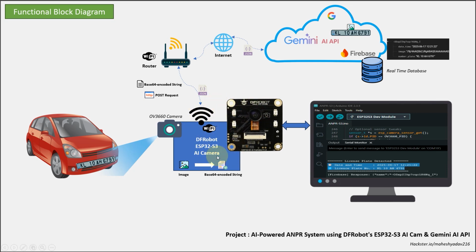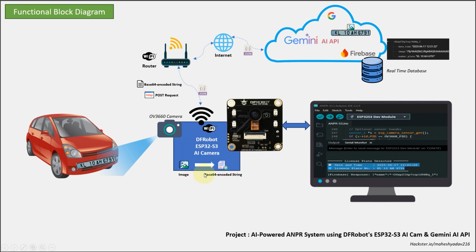This board has onboard Wi-Fi. We know that it is an ESP32 chip, so it has onboard Wi-Fi and Bluetooth. We will program it to connect to the router, and eventually when it is connected to the router it will connect to the internet. The image is converted into a base64 encoded string, and then embedded into a JSON payload along with the natural language prompt requesting number plate extraction.